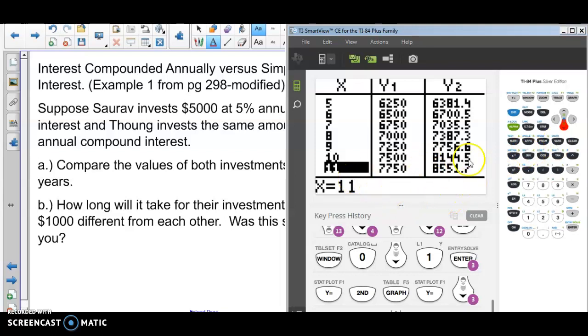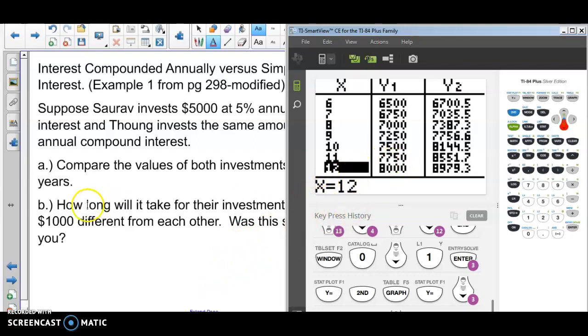So at 11 years, I'm at 7,750 for Saurav and 8,550. So now we're at a difference of 800. And now the next one, year 12, I'm pretty close, right? Because I have 8,000 and then I'm only $20 shy of 1,000. So after only 12 years, the difference in interest earned is $1,000.